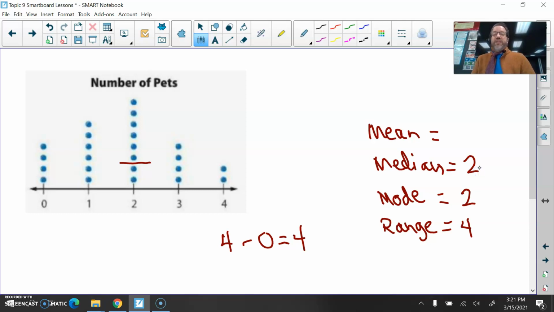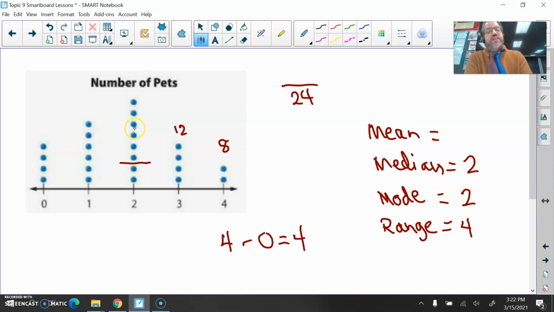And now the mean. That's always the one that takes the most work to solve. I have to add all of these together and then divide by 24, since there are 24 students who all listed the number of pets they had. Okay, so what I'm going to do is just go ahead and total each of these stacks. 4 and 4 is 8, right? 3, 6, 9, 12 here. We're counting up the total number of pets.